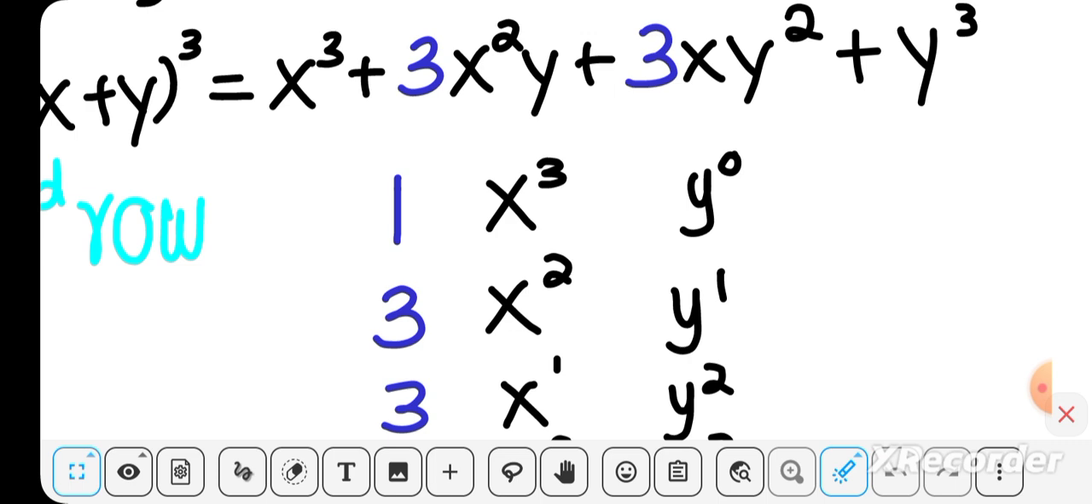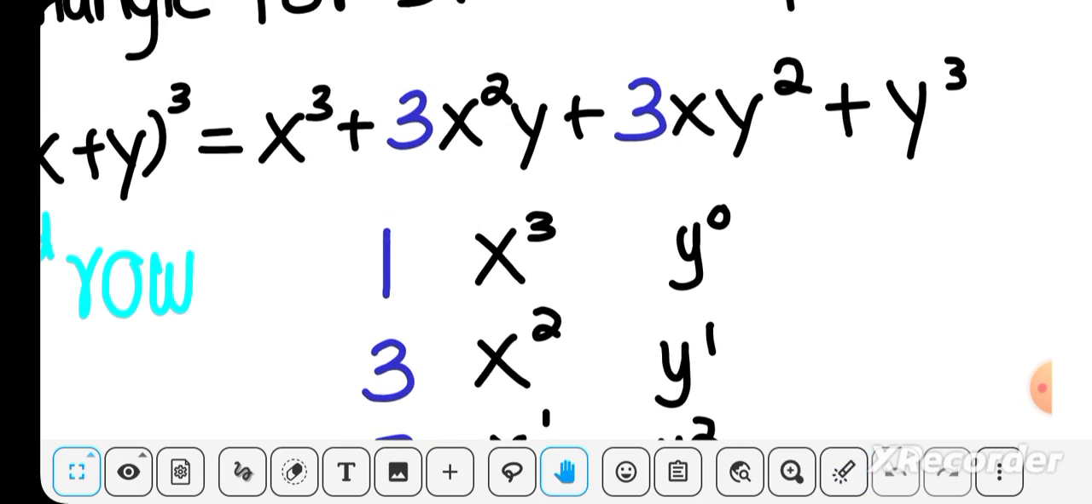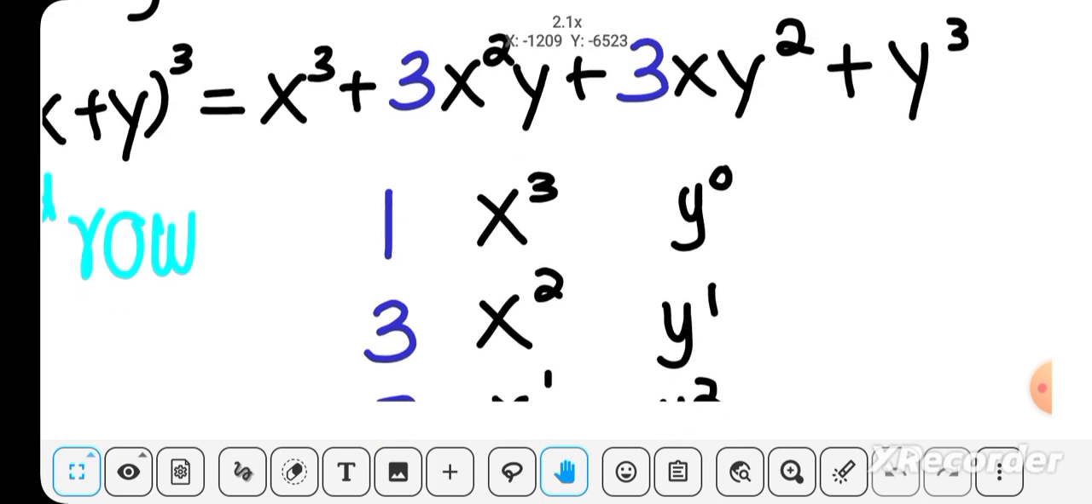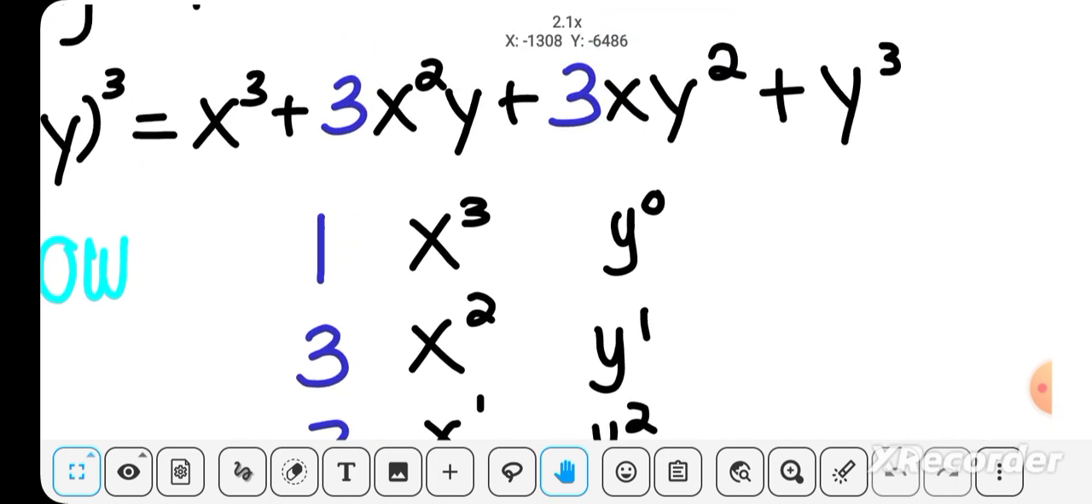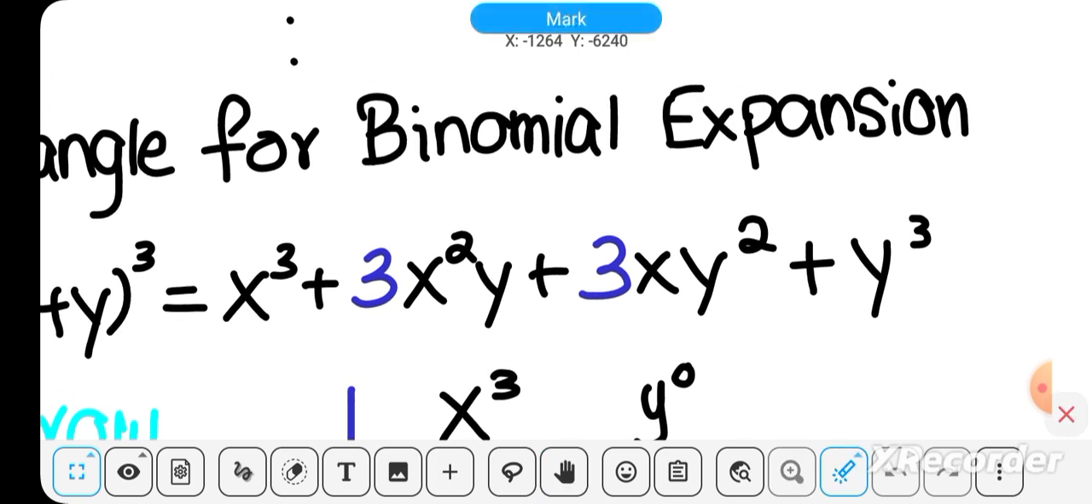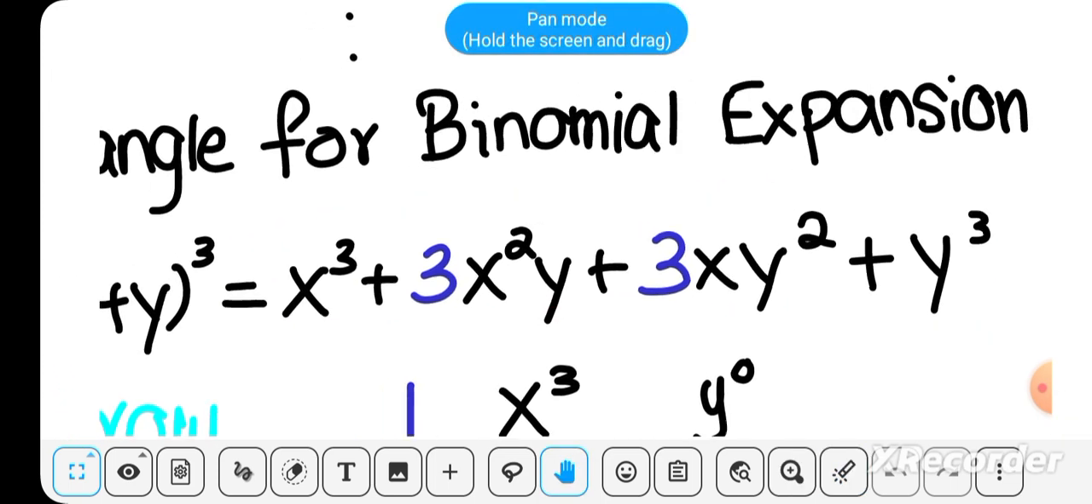And then after that we have to put the plus sign, and looking at the third row, it's 3 times x to the first times y squared. So we get 3 times x times y squared, and lastly we get just y cubed by itself, so we put plus y cubed, and this is the answer when you expand this thing.